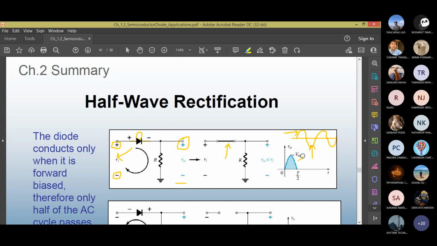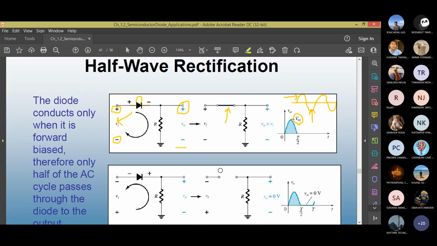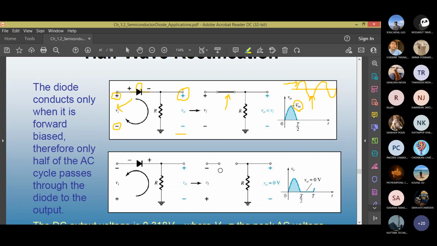Here Vm is the maximum value of the input peak. It's a sine wave, it's not a fixed value. 0 to T half, which means half of the period you have a positive peak showing up. Now, what happens in the next half cycle? In the next half cycle, the input sine wave is a negative current, negative voltage as well. Minus, and then polarity change to minus plus.